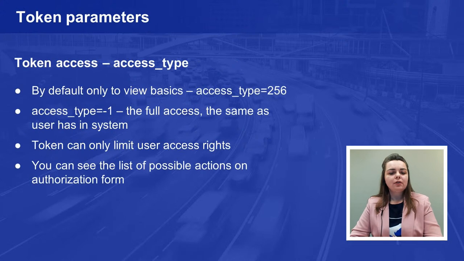Token rights. Token rights parameter is access type. When you log in to the website using a token, both user rights and token rights are taken into account. It means that token rights can restrict user rights and only reduce user access, or you can leave them unchanged. For this, you just need to specify the correct value for access type. For example, access type equals -1 means that the user will have the same access as he has in the system.